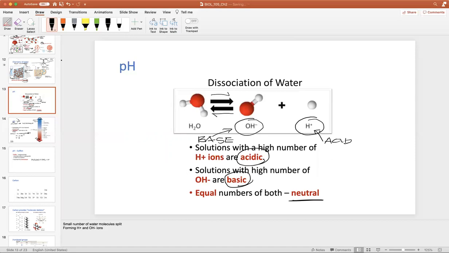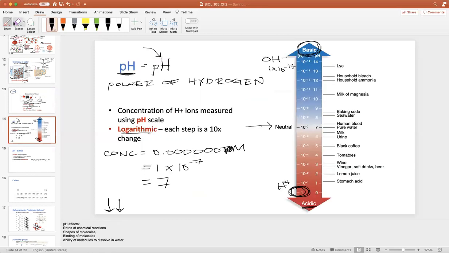And so you guys probably know that we measure acids and bases using a scale called the pH scale. So let's talk a little bit about that pH scale.